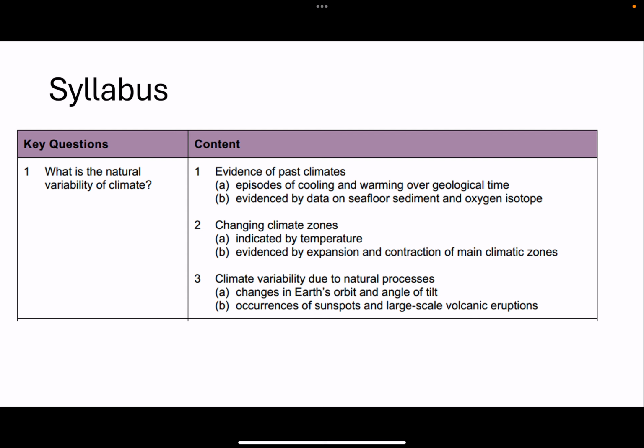Okay, so under KQ1, what's the natural variability of climate? This has got to do with our idea about night and day, about the climatic zones, how the angle of tilt, how rotation and revolution around the sun creates a variation in terms of climatic situations.